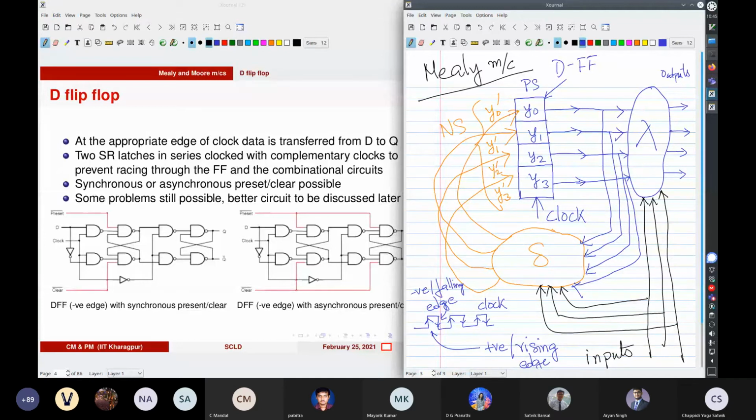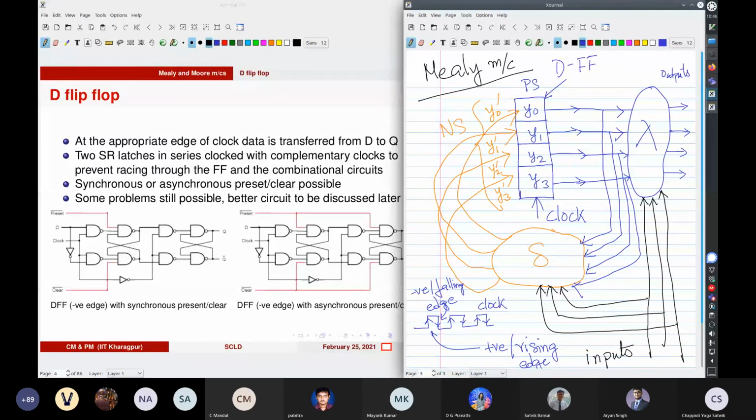So this is the input of the flip-flop, this is the output of the flip-flop. These flip-flops usually transfer the data at the input to its storage, either at the positive edge or at the negative edge of the clock. So these are called D flip-flops or data flip-flops.